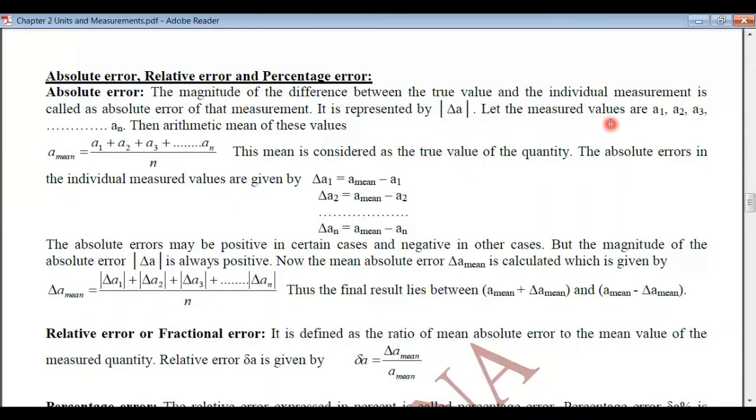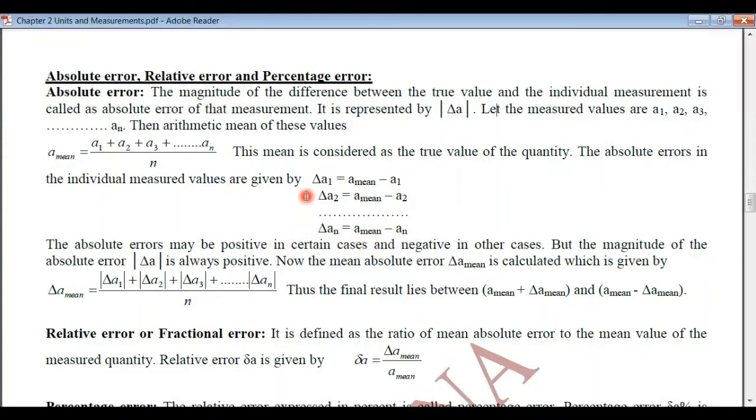So we take a number of observations A1, A2, A3, An, and we find its arithmetic mean. This mean value will be considered as the true value. Now we can find out the absolute error in each measurement. In the first measurement, the measured value is A1 and A mean is the true value. So A mean minus A1 is the absolute error in the first measurement. The same way, delta A2, the absolute error in the second measurement, is A mean minus A2, and so on. In the nth measurement, the absolute error will be A mean minus An.